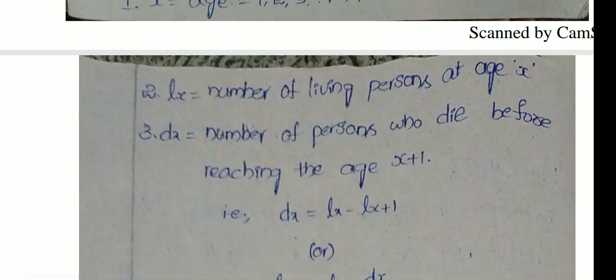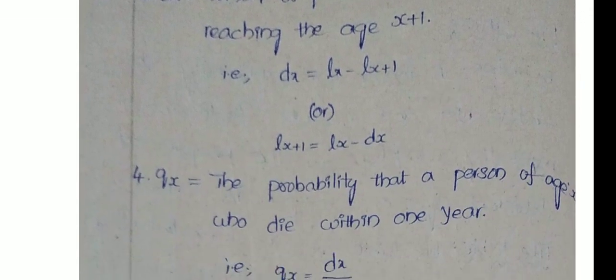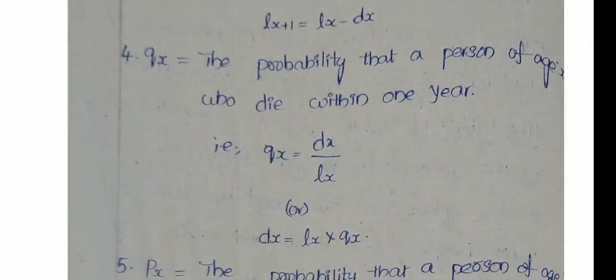Now we go for x, the age; we can take it as 1, 2, 3 up to 100 years. Number 2, lx is the number of living persons at age x. dx is the number of persons who die before reaching the age x plus 1, and the formula we can write down is dx is equal to lx minus lx plus 1, or we can find lx plus 1 is equal to lx minus dx.